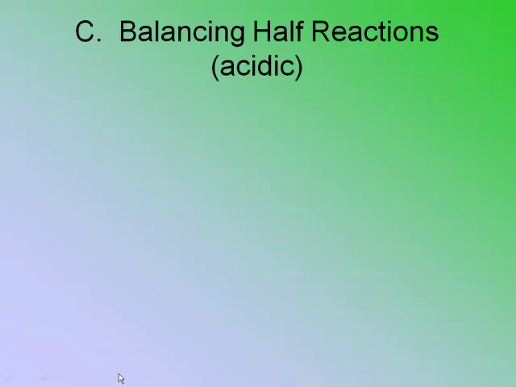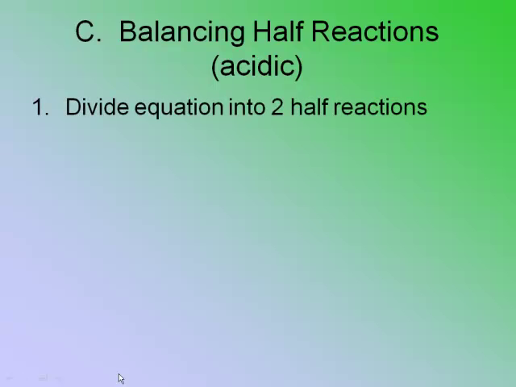Now what about balancing half reactions that are not normal? What if they're in acidic mediums or basic mediums? So we're going to deal with those two right now. There's actually a process for these. The other ones, you got to pick and choose what you're going to do. It's a little bit trial by error. So now let's do the acidics.